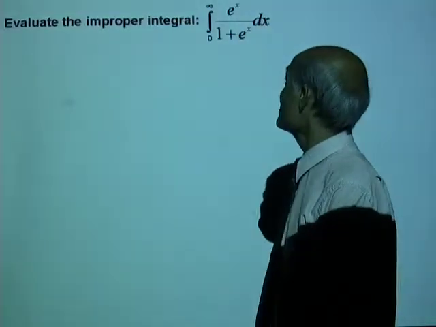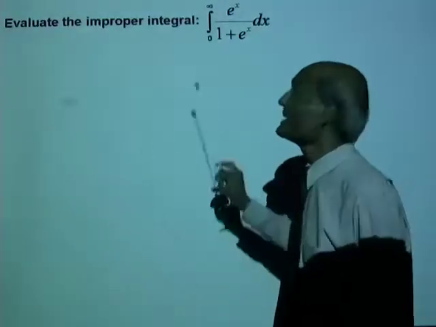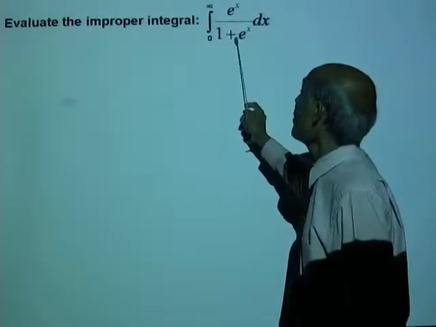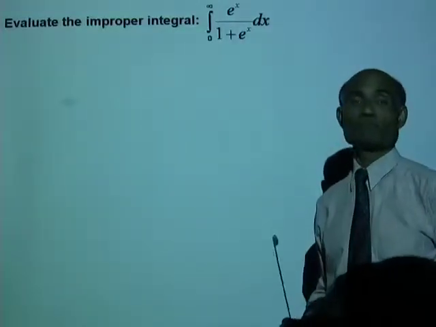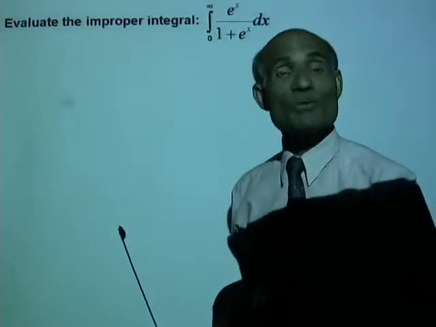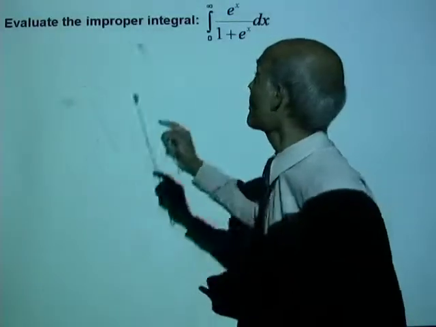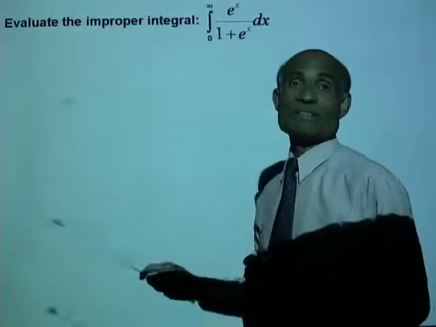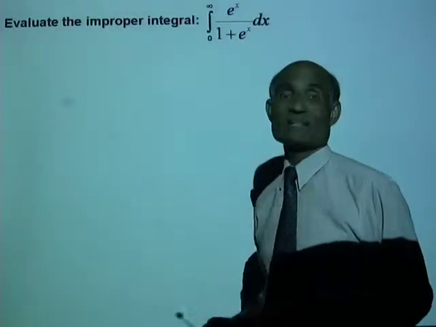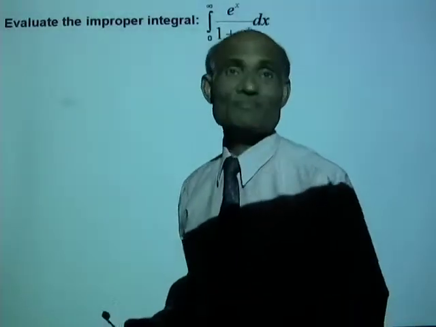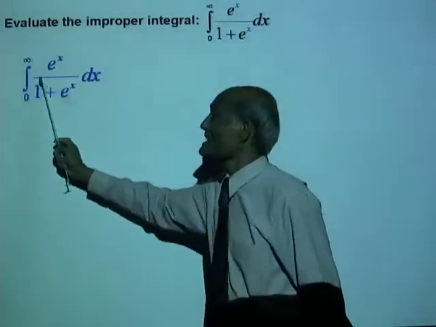Evaluate the improper integral, the integral from 0 to infinity of e to the power of x over 1 plus e to the power of x dx. But again, there are two things I want you to think about before you start doing it. First of all, we need to write this as a limit. Secondly, you need to think of a strategy of integrating it. Alright? Think about it.